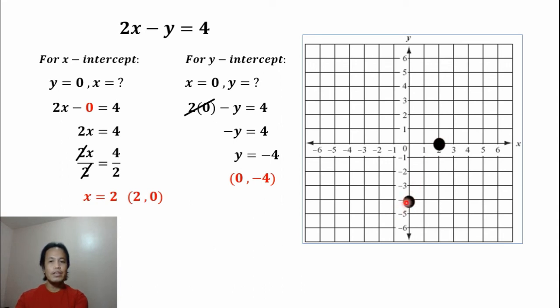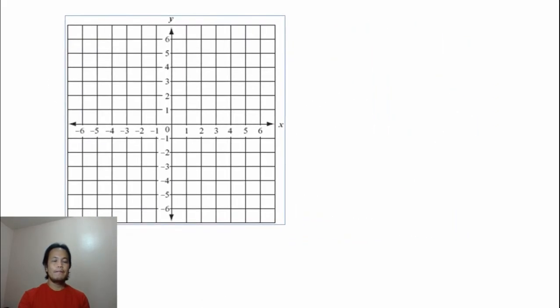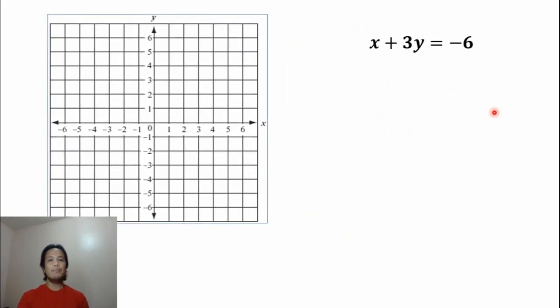So we already have these 2 points. Afterwards, we connect these points. Then, therefore, we will have this line. So this line now is the graph of the linear equation 2x minus y equals 4. Okay, so let's proceed to the next example. How about if we are to plot the graph of this equation, x plus 3y equals negative 6.